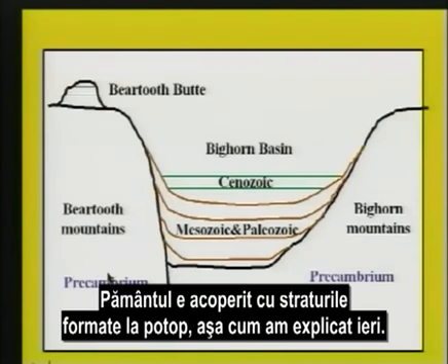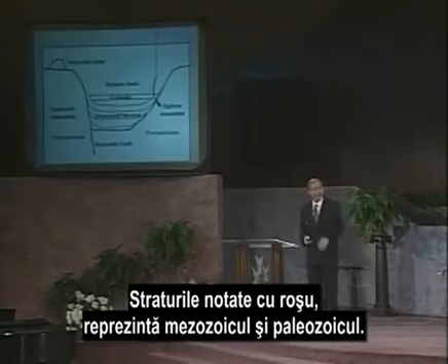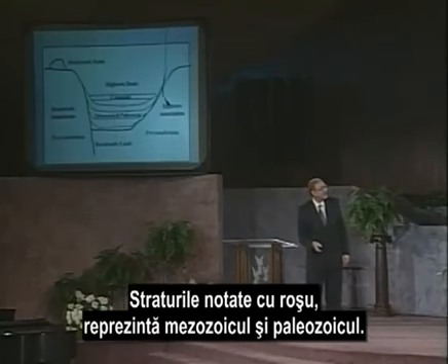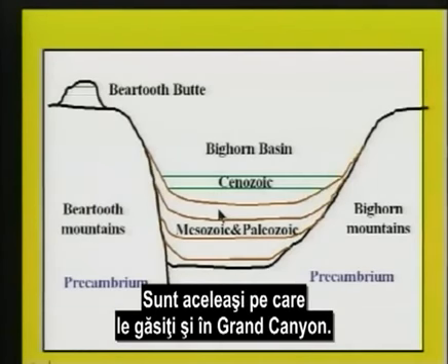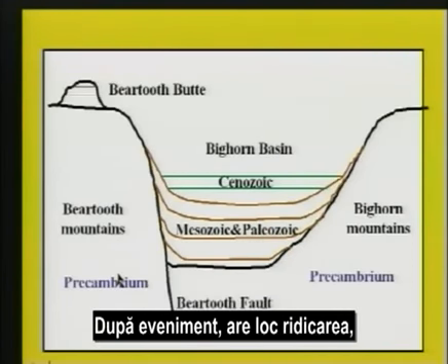You flatten it out. And you cover the earth with these layers that formed during the flood, as we explained it yesterday. Then you would find the following. These layers down here, which I've coded as red, are the Mesozoic and the Paleozoic layers. Those are the same ones you'd find in the Grand Canyon, for example. Here they are, and imagine that that is down at that level, and everything is flat, and they're covering the whole bit. Now, after the event, you have uplift.